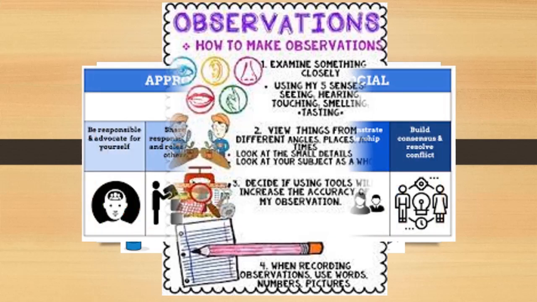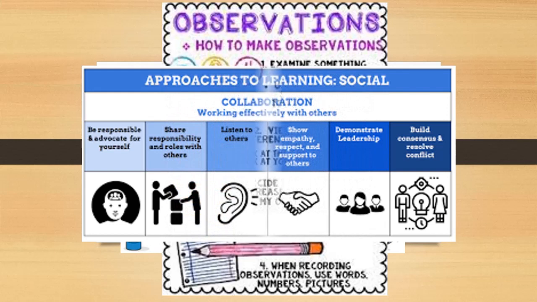Now, the approach to science is actually a social aspect. So by the social learning, you learn to collaborate, to work with others, to share responsibility, to listen to their views, to show them empathy, and to demonstrate leadership skills and resolve conflict.